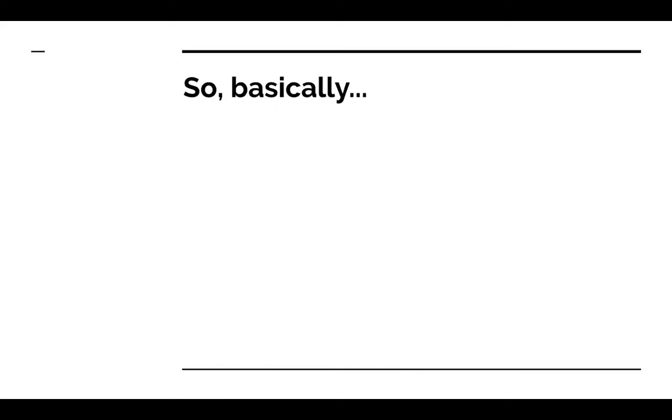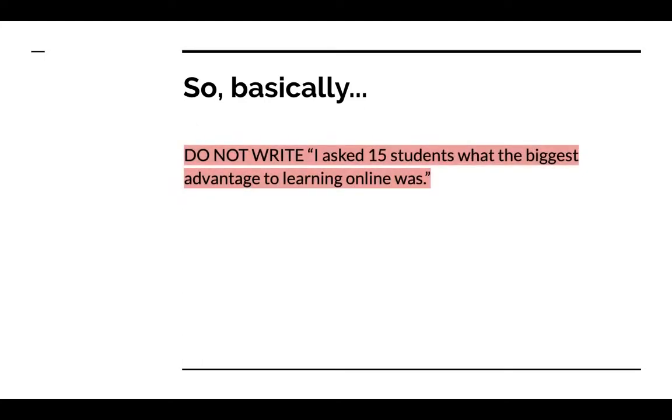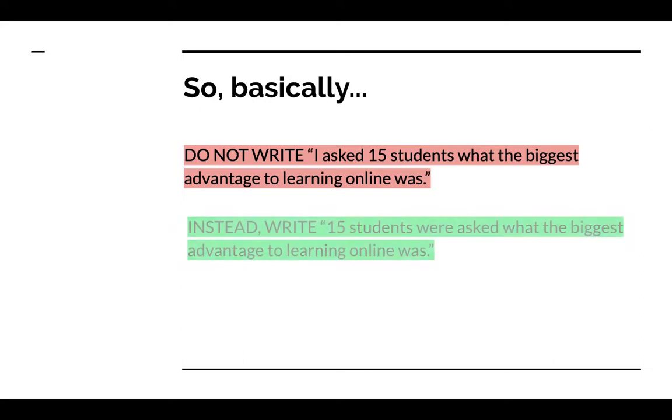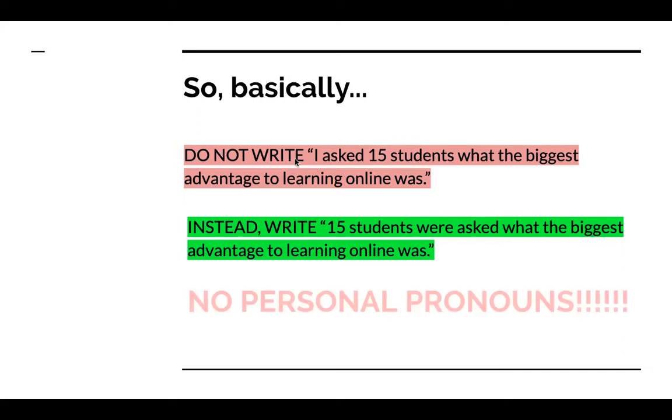But the thing to take away is do not write, I asked 15 students what the biggest advantage to learning online was. Instead, write, 15 students were asked what the biggest advantage to learning online was. So you just swap it around. You get rid of the I, you put the object before the verb. That's it, basically. No personal pronouns.